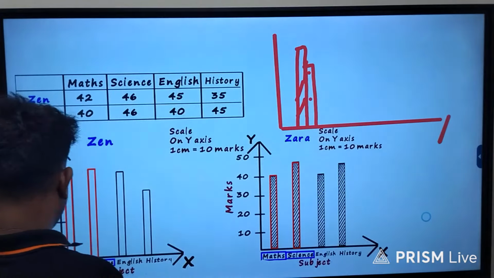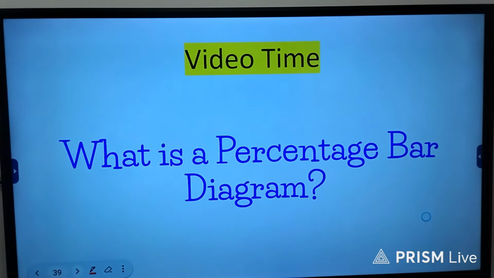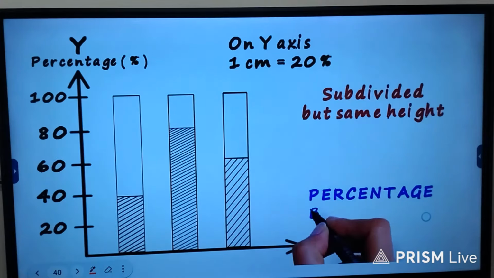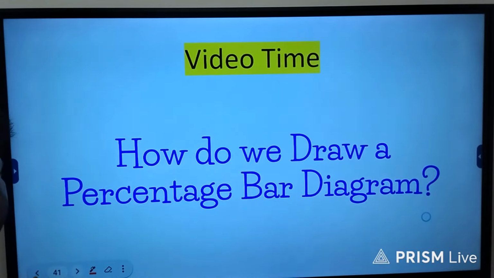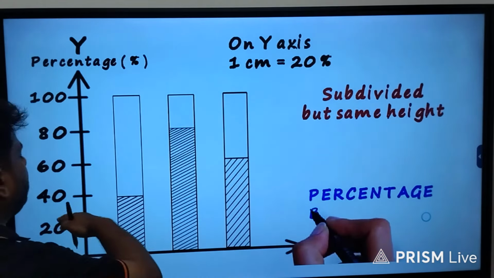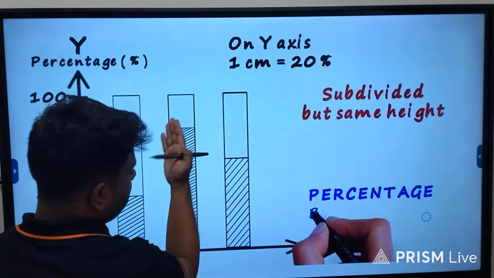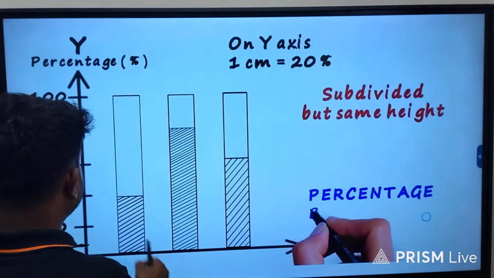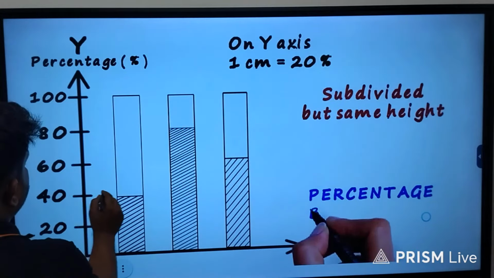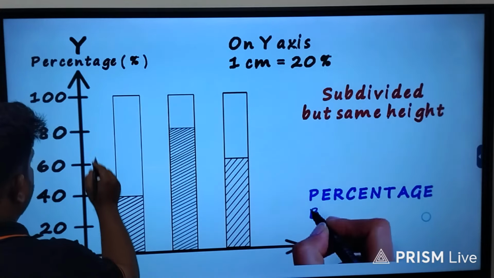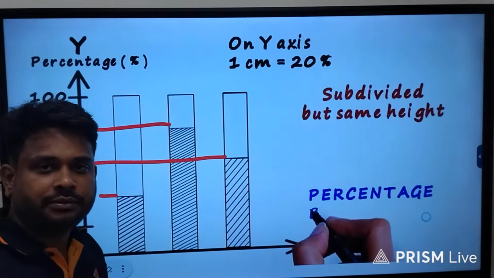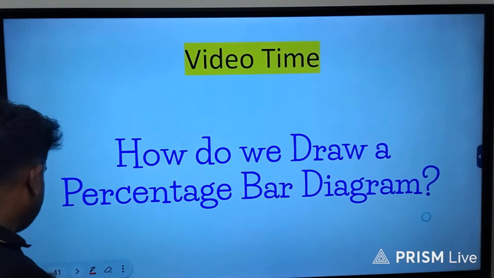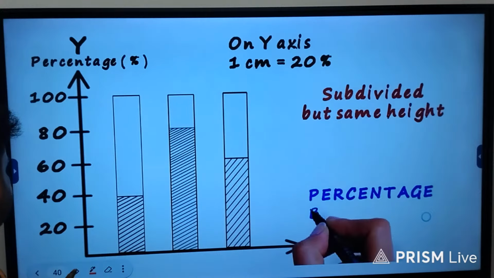So let's go next, that is the percentage bar diagram. For a percentage bar diagram, we are drawing the bar graph and showing the percentage limit by taking the scale here as 40%, here as 80%, and here as 60%. So this is the percentage bar graph.